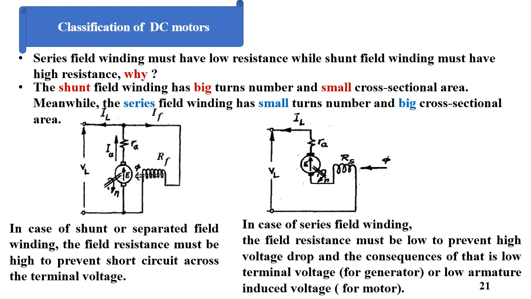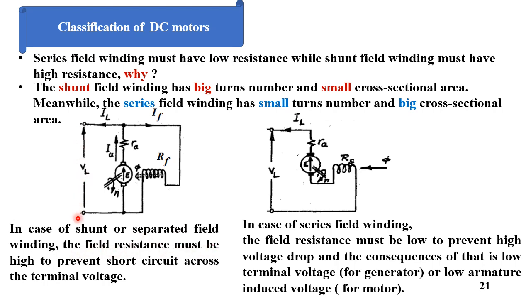The series field winding must have low resistance, while the shunt field winding must have high resistance. Why? The shunt field winding has a huge number of turns with a small cross-sectional area, so that its resistance will be high. And the series field winding has a small number of turns and big cross-sectional area, which produce a low resistance.